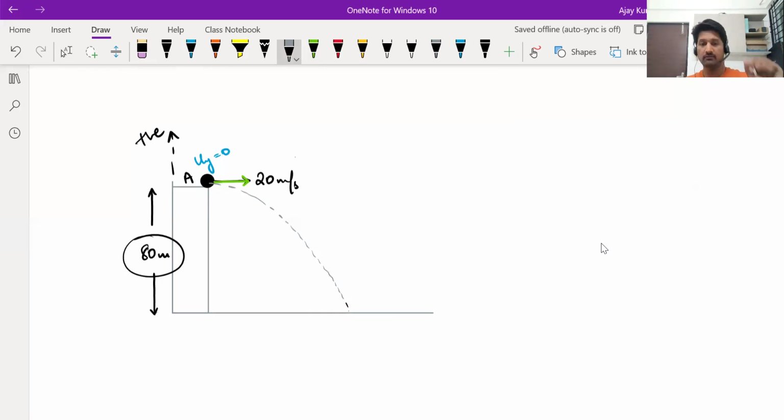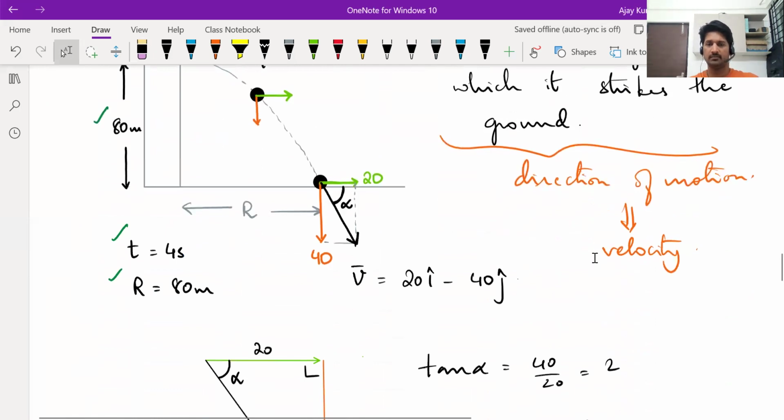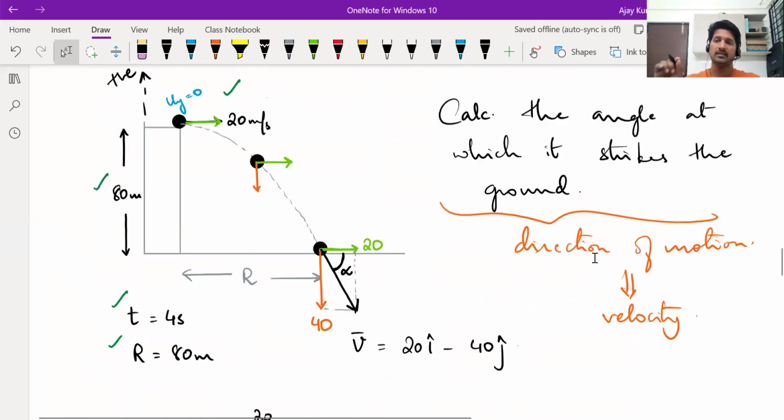Okay, I had asked one question. We found out velocity just before striking the ground: 20 i cap minus 40 j cap. One of you tell me, what is its velocity just after striking the ground? Or can you calculate its velocity just after striking the ground? Any answer?